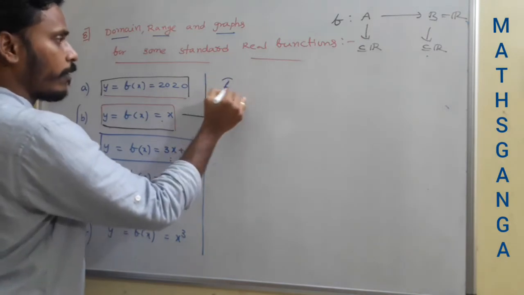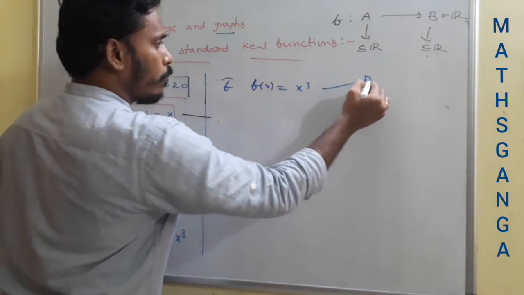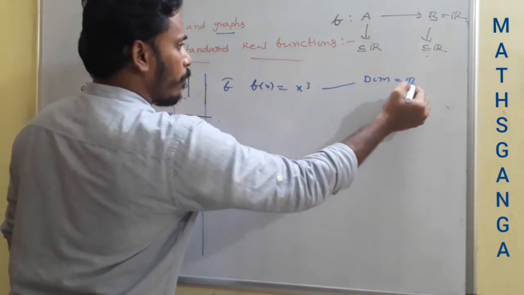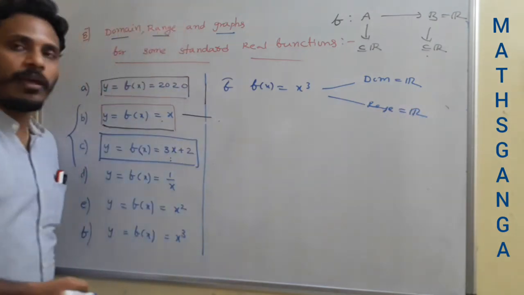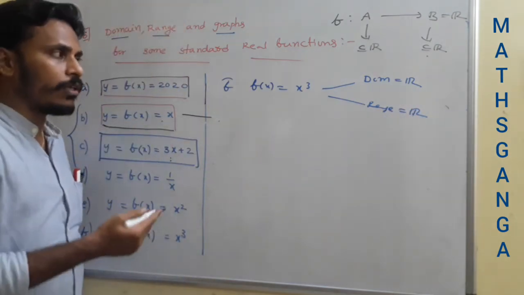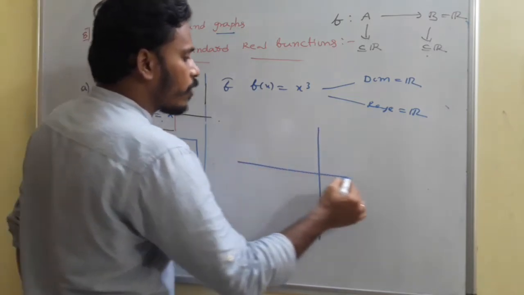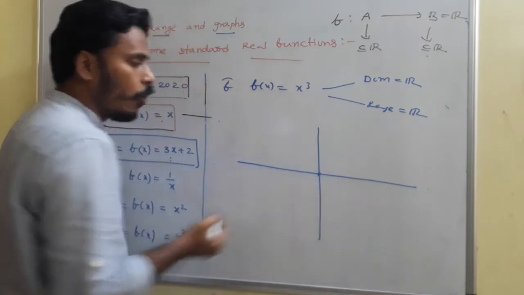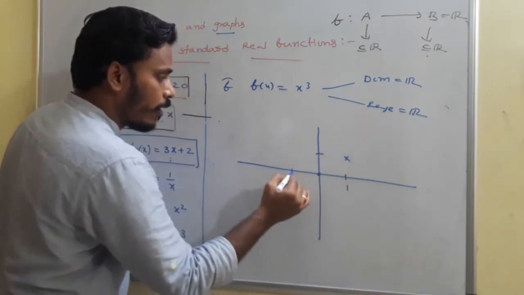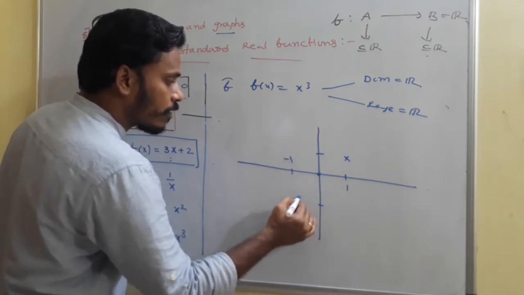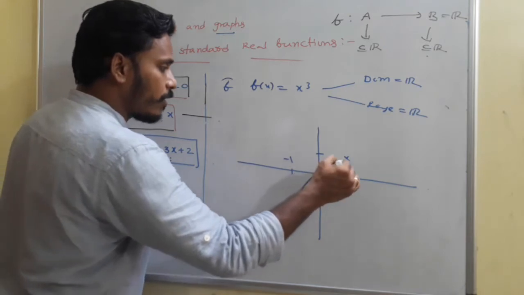For f of x is equal to x cube, domain is all the real numbers. Range is also all the real numbers, no problem, okay. See, take any value and then just cube it, you will get the answer. Whereas if you wish to sketch the graph for f of x is equal to x cube, at x is 0, f of x is 0; at x is 1, f of x is 1; at x is minus 1, f of x is minus 1. So if you sketch the graph, it just looks like this, okay.